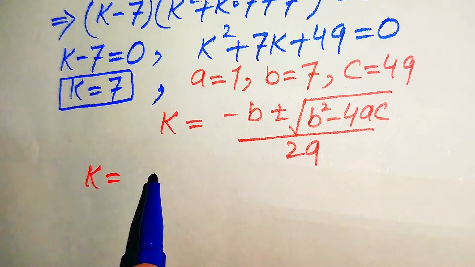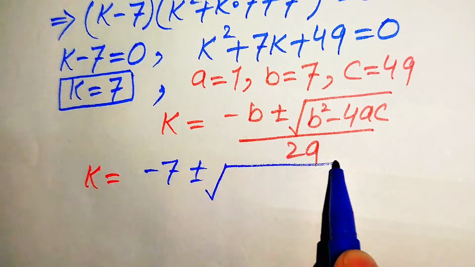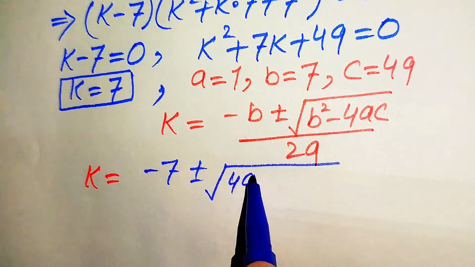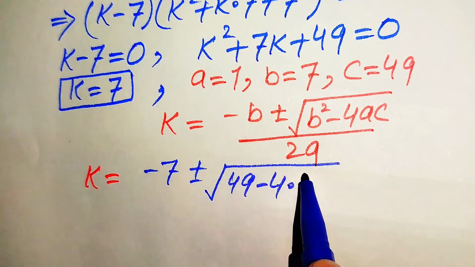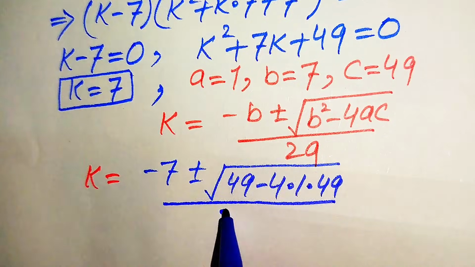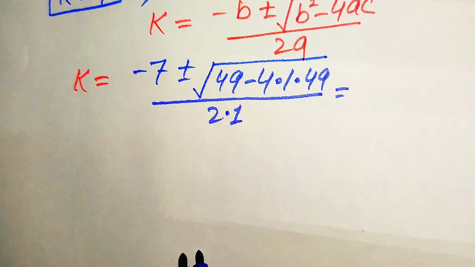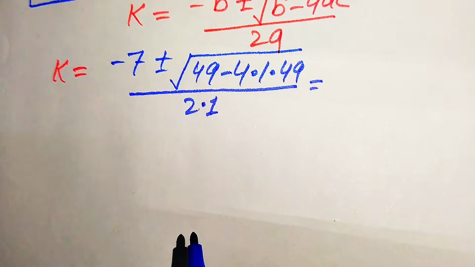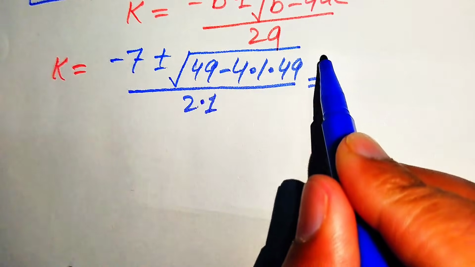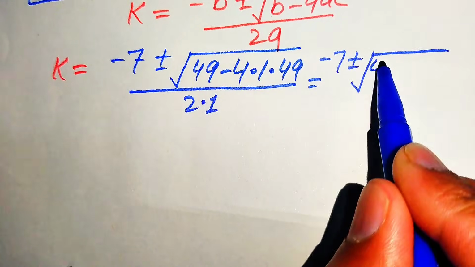When you put these values here, it becomes minus 7 plus minus square root of b square. The value of b is 7, so it becomes 49 minus 4 times a, which is 1, and c, which is 49, divided by 2 times a, and here our a is equal to 1. In the next step we need a little bit more simplification, and you see that inside the square root we have 49 as a common term, so we will take 49 common from here.